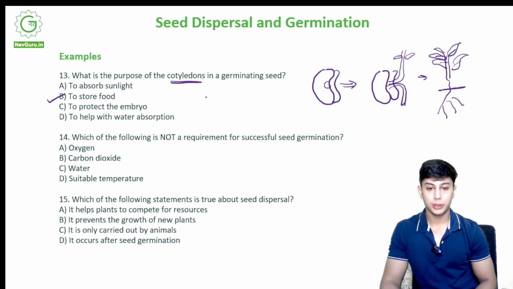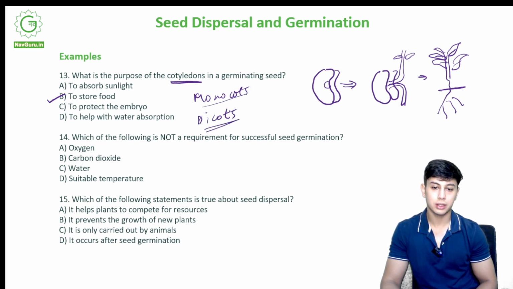We have two types of cotyledons, monocots and dicots. Monocots have a single cotyledon, dicots have two.